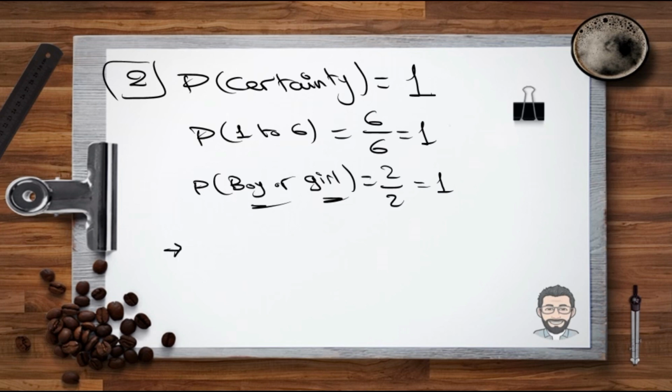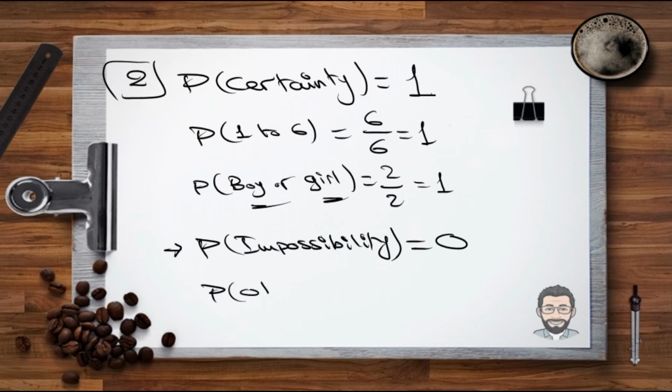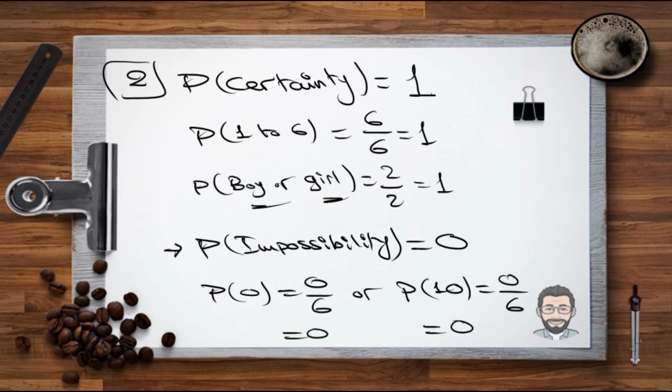And the second thing in the same point is the probability of impossibility. So the probability of impossibility is going to be what? 0. For example, when I ask you what is the probability on the dice of a face you don't have, you don't have a blank face on the dice. So it's going to be 0 over 6. Or when I ask you to write the probability of appearing 10, you don't have a face with 10 dots on the dice, so it's going to be 0 over 6, which is finally 0. Okay, don't forget.